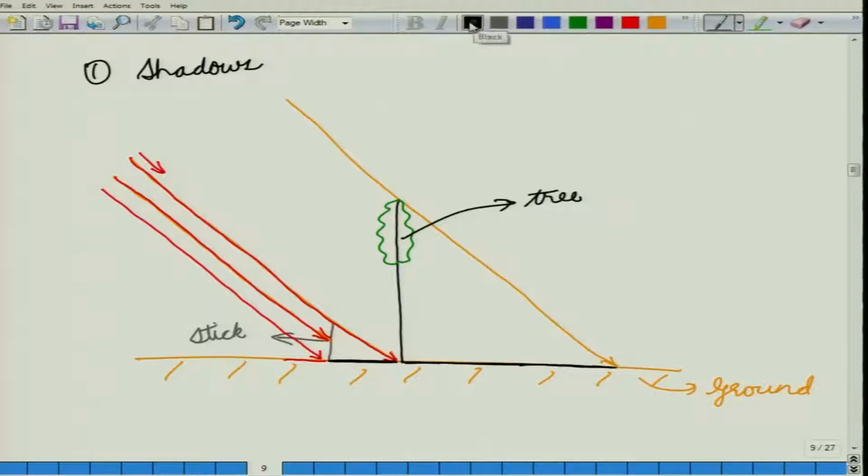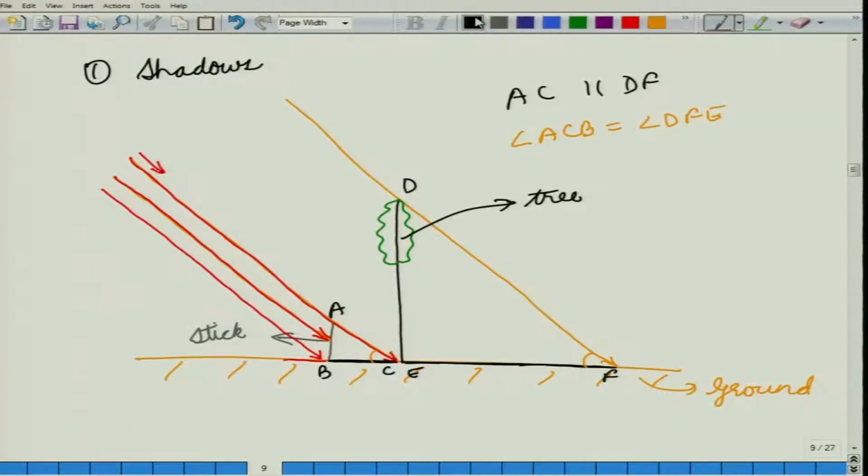Now, let us consider these two triangles. We have triangle ABC and triangle DEF. Because the ray of light AC is parallel to the ray of light DF, we can say that these two angles are equal, because these are two parallel rays of light that have been intercepted by the ground. So, the angle subtended by these two rays to the ground would be the same. So, we can say that angle ACB is equal to angle DFE.